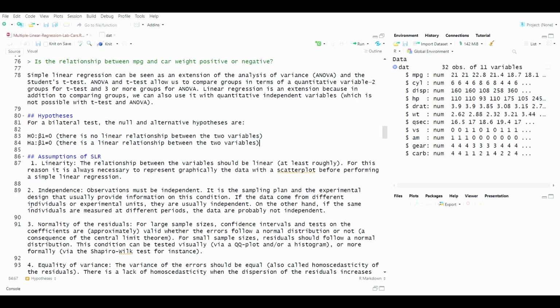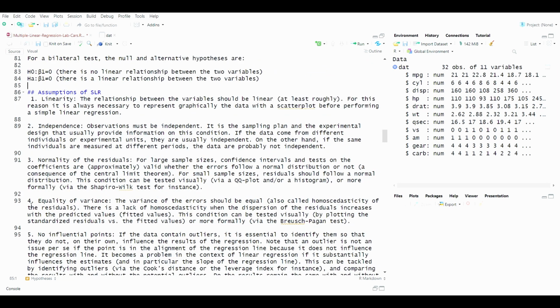Scroll down to review the assumptions of simple linear regression. 1. Linearity. That means the relationship between the two variables should be linear, at least roughly.